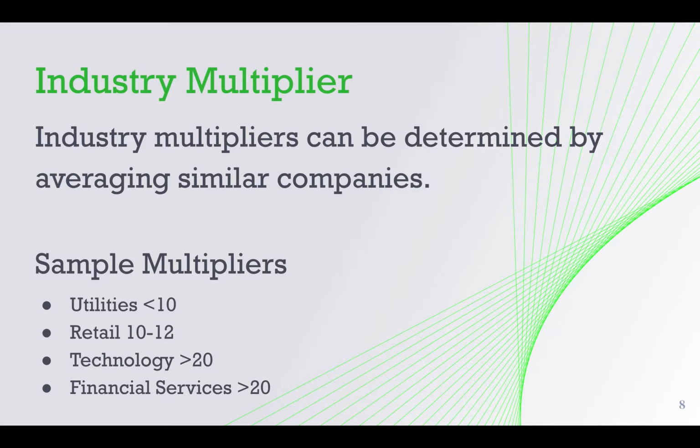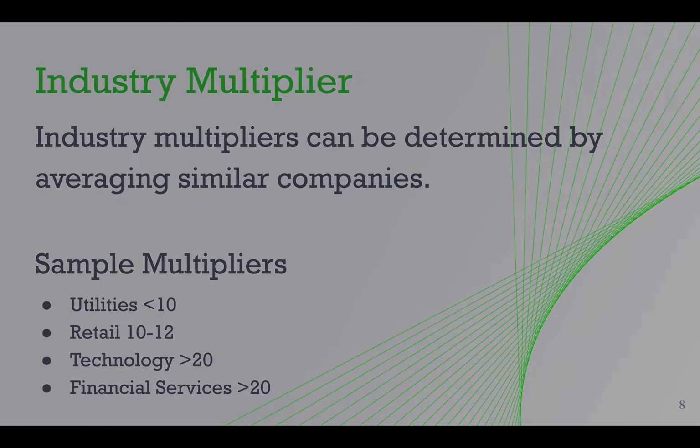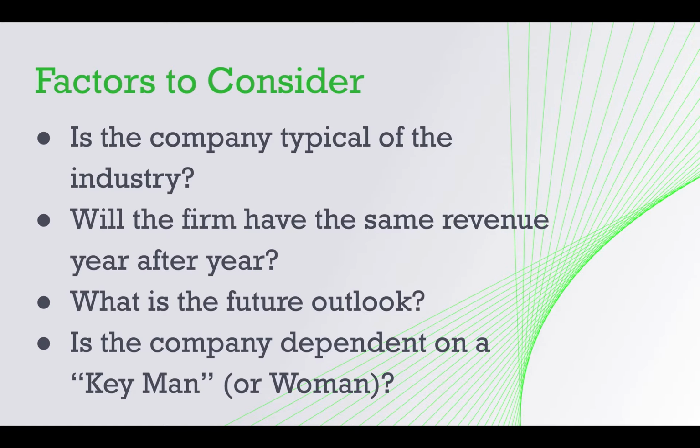And so you would look at, what is this? Is this a clothing company? Is this a biotech company? Is this a restaurant? And then you would look at the multiplier for that industry. And you just would want to consider, is this typical of the industry? Maybe there's some special component of the company that's different, that means that the multiplier might not apply.